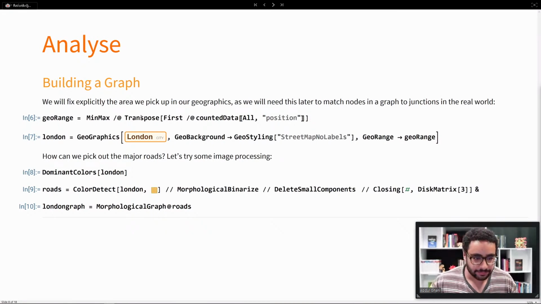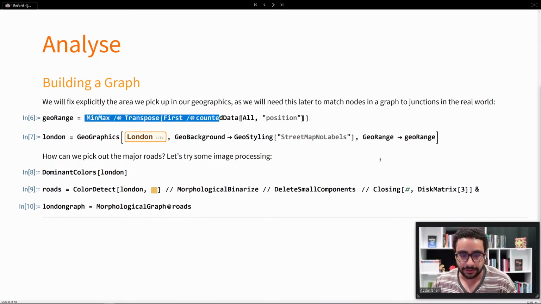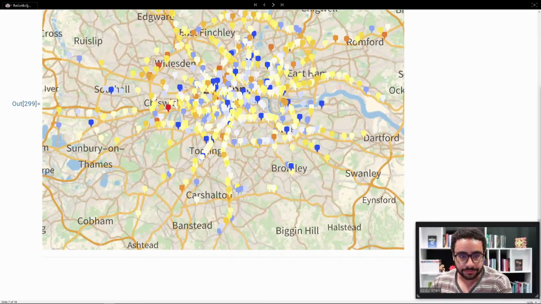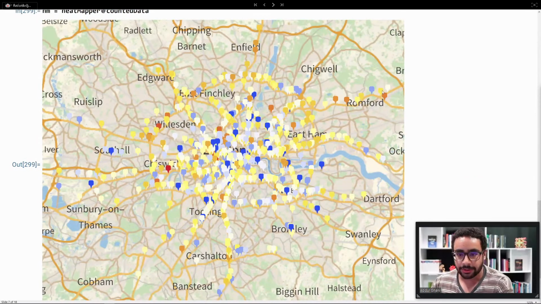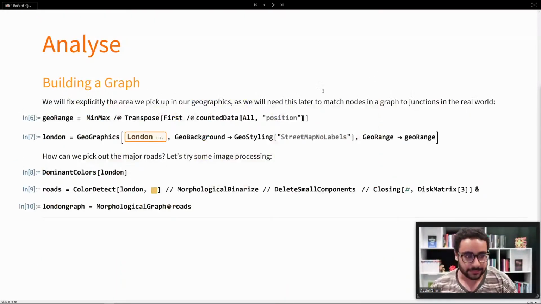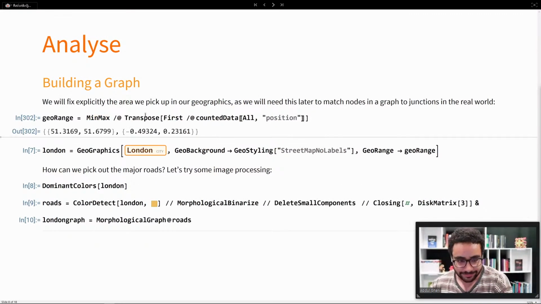So first of all, we want to bound. We have these cameras, and we want to find the box that contains them. So that's what this georange thing is here. Let's break it down a little bit.